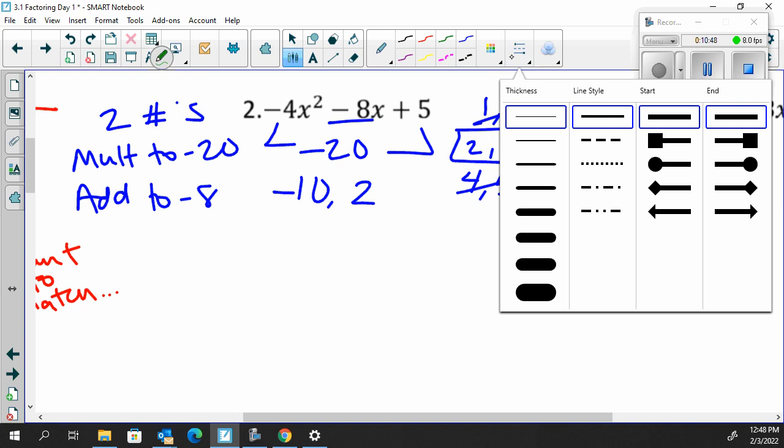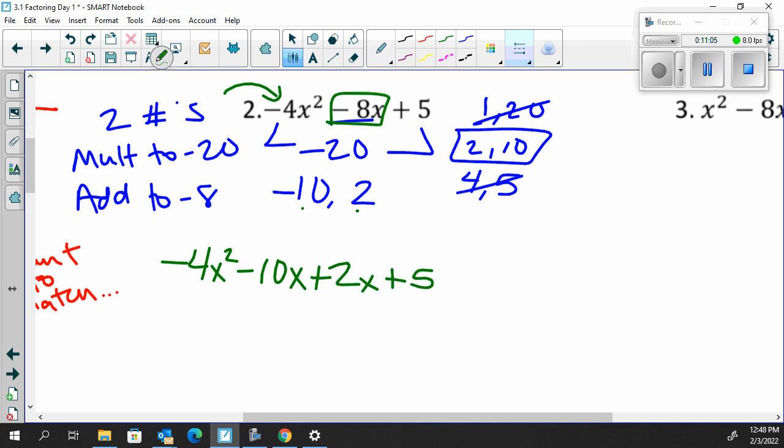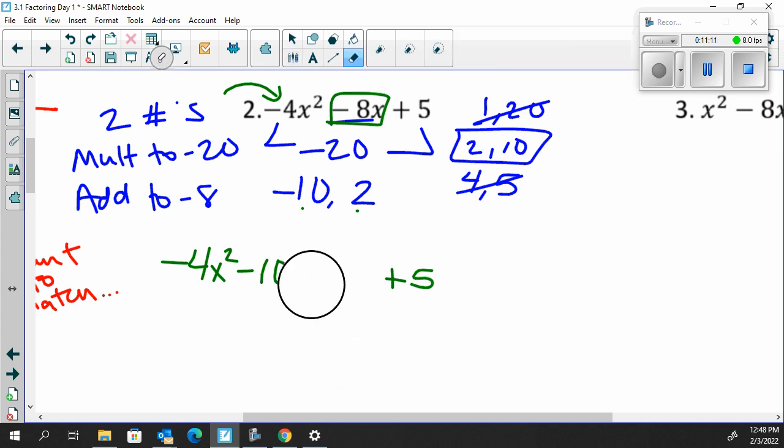Remember, I take my original equation and rewrite it with my two numbers in for the middle term. So it's negative 4x squared minus 10x plus 2x plus 5. And actually, just for the sake of this problem, I'm going to switch the order of how I did this. You could just switch the order. You'll get the same thing in the end. It doesn't matter.